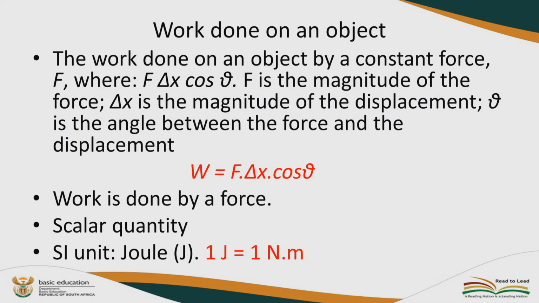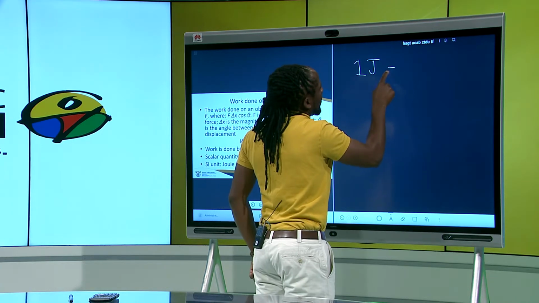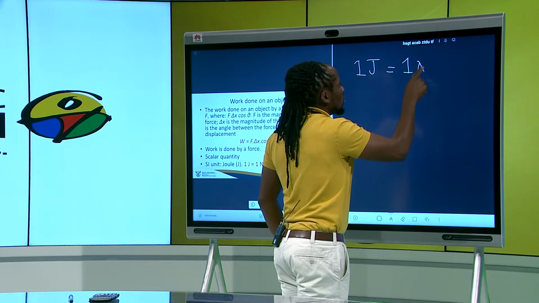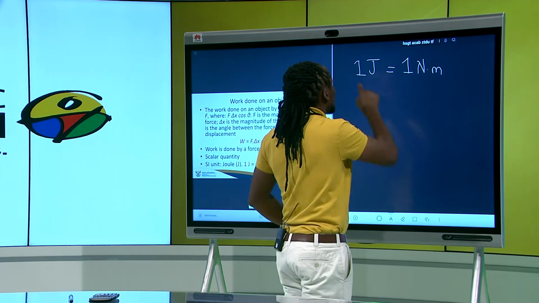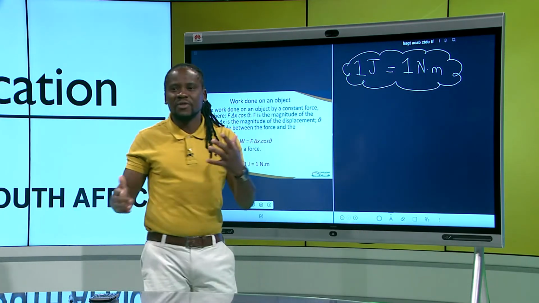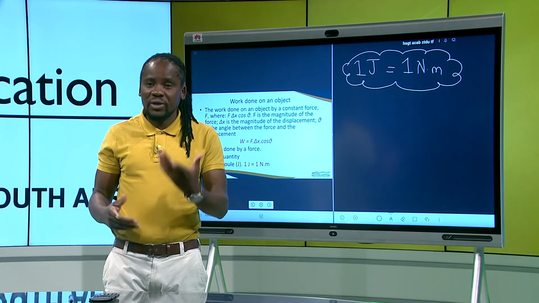Now, we also recognize that indeed work is a scalar quantity. Now, let's talk about the SI unit. Very, very important. If we are to quickly look at a joule of work, because work is measured in joules, 1 joule is equal to 1 Newton meter. Now, we ask ourselves a big question conceptually so that we have a clear understanding of the concept of work. When do we have a joule of work done on an object?